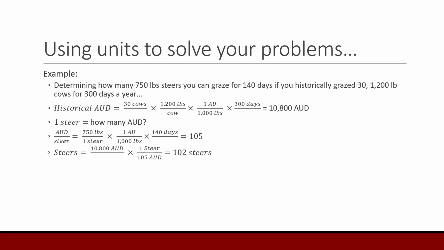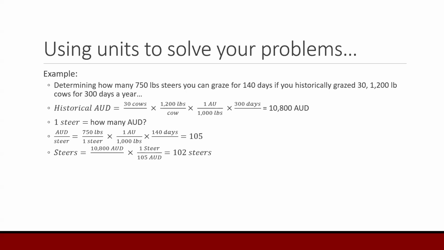Okay, so our historical animal unit days: we have 30 cows times 1,200 pounds per cow, and there's 1 animal unit for 1,000 pounds, and we have 300 days. So you cancel out your units, cows cancel out, pounds cancel out, you are left with animal unit days. So historically, we had 10,800 animal unit days.